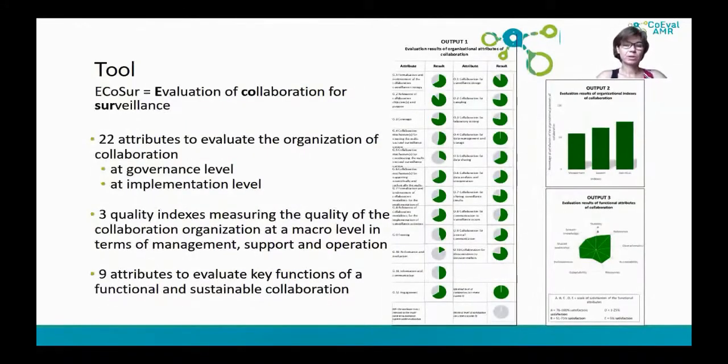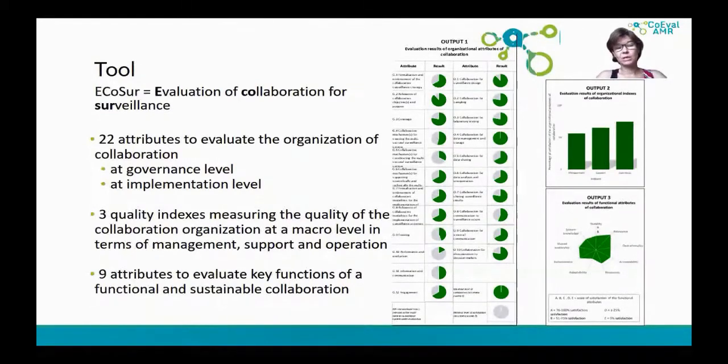The tool consists of 22 attributes for the evaluation of the organization of collaboration, both at the governance and the implementation level, as well as 3 quality indexes that will measure the quality of the collaboration organization at a macro level in terms of management, support, and operation. And finally, 9 attributes that are considered to represent a key function for a collaboration to be functional and sustainable.